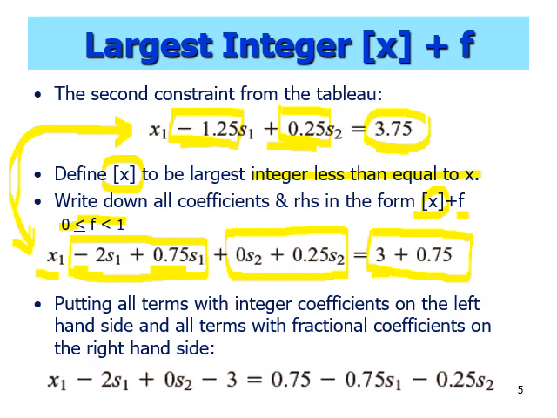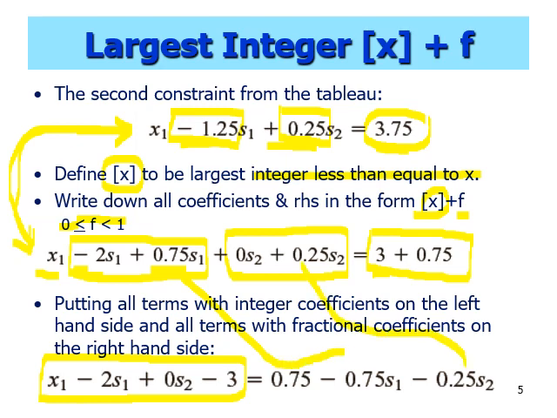Now we put all terms with integer coefficients on the left-hand side and all terms with fractional coefficients on the right-hand side. So you put all the variables with the integer coefficients on the left, and then you move anything that is fractional to the right-hand side.